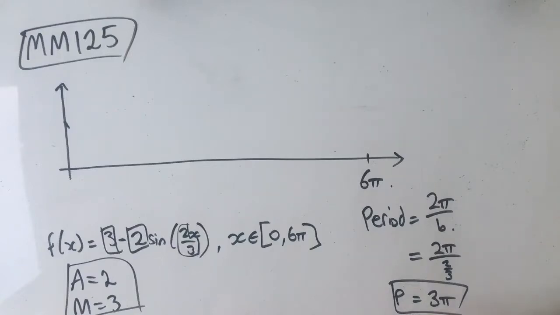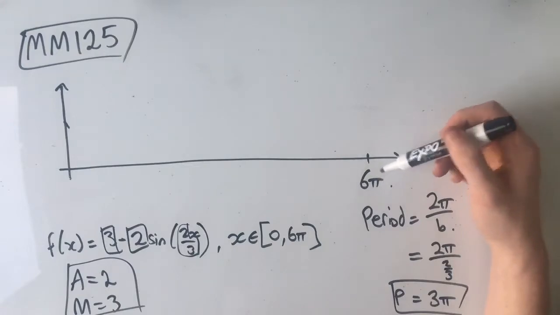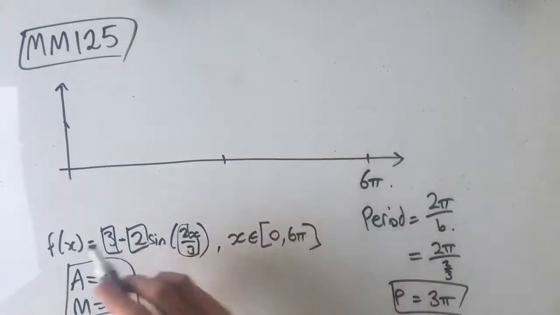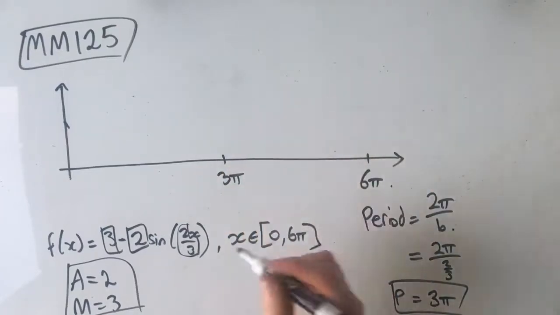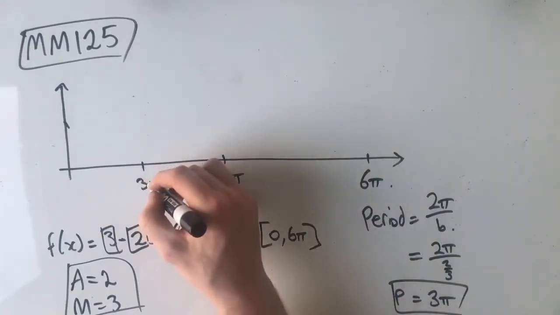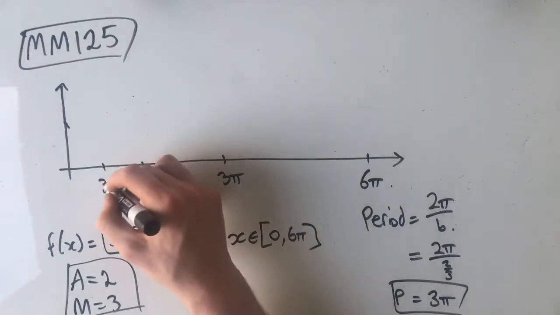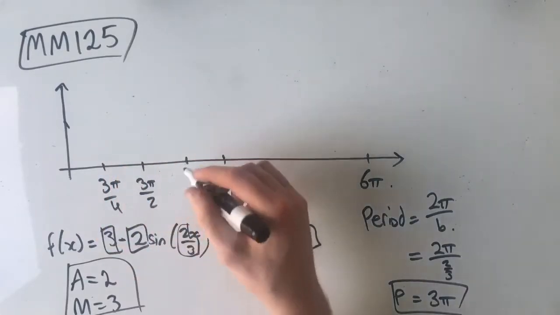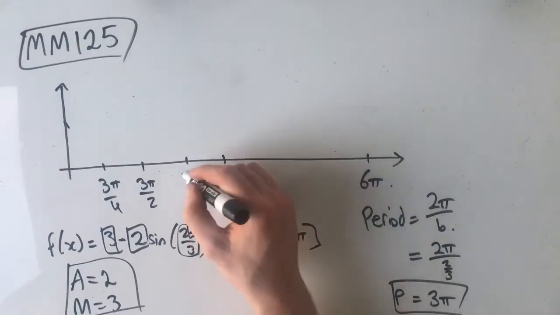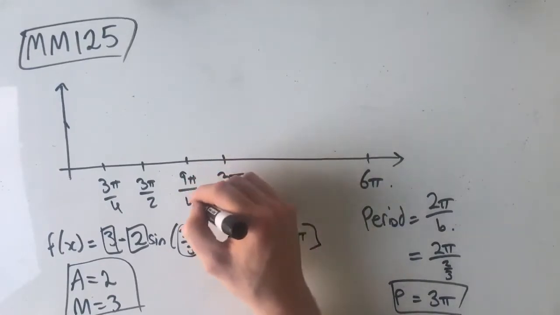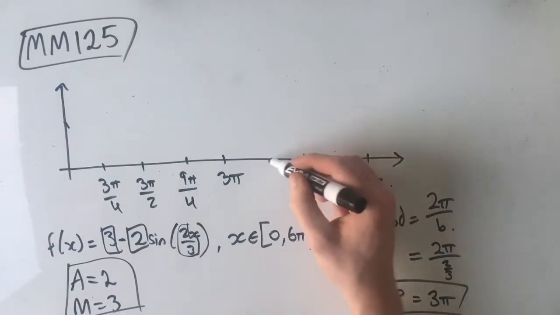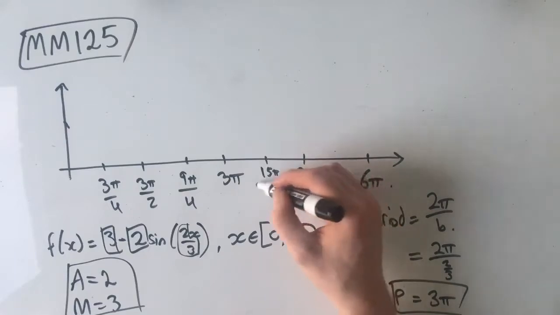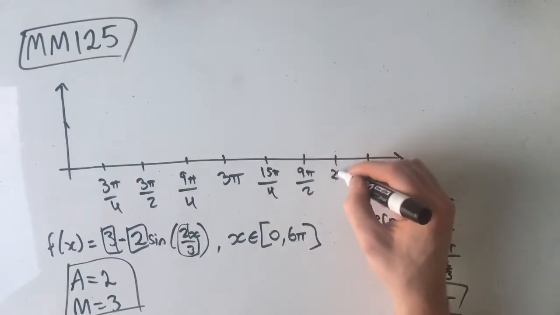If our period is 3 pi, that means the number of cycles we're going to have in this domain to 6 pi is 2, right? Because we can fit 1 cycle in 3 pi and 2 cycles in 6 pi. So 3 pi goes here. 3 pi on 2 is here. 3 pi on 4. 9 pi on 4. And here we've got 9 pi on 2. Then 15 pi on 4 and 21 pi on 4.